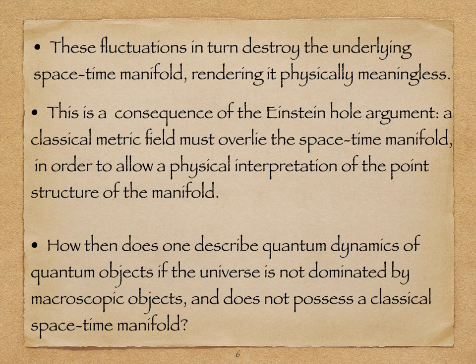We'll prove it shortly. Now, if you need a classical metric field to give a physical meaning to a space-time manifold, and if you have only quantum objects, those objects cannot produce a classical metric field as we just saw because of quantum gravitational fluctuations. It then follows you cannot have a physically meaningful, a measurable space-time manifold in the presence of a quantum fluctuating metric. So now comes the real problem. How does one describe quantum dynamics of quantum objects if the universe is not dominated by macroscopic objects and does not possess a classical space-time manifold?